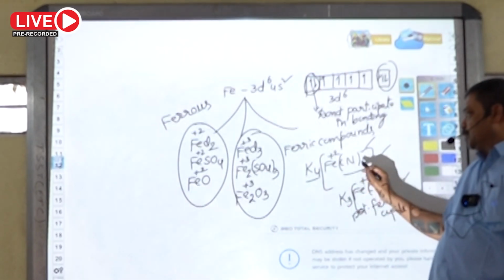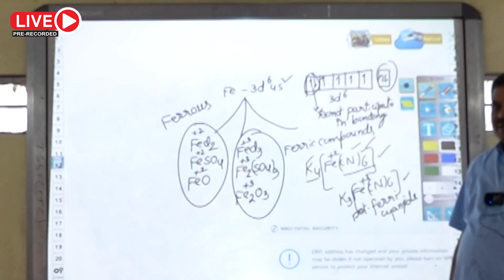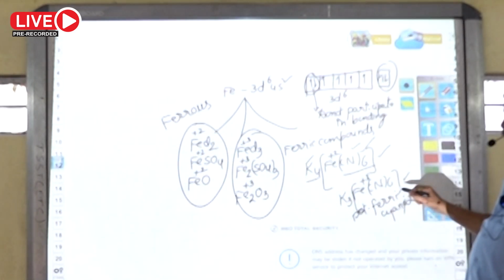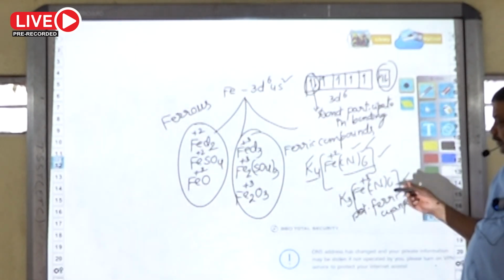What is the IUPAC name? Potassium hexacyanido ferrate within brackets Roman number 2. This is potassium hexacyano or cyanido, ferrate 3.